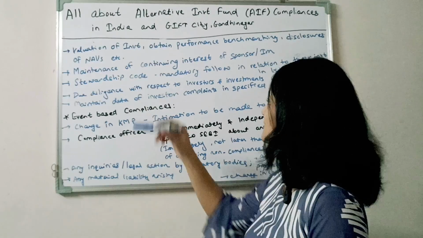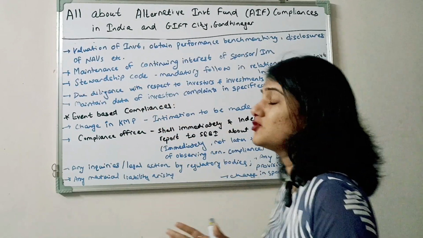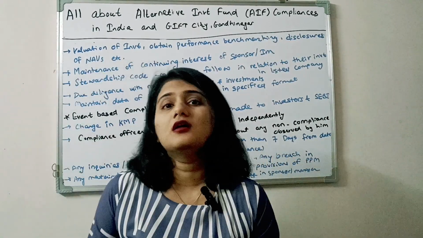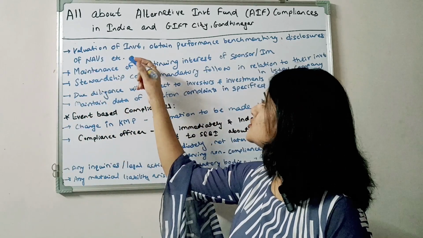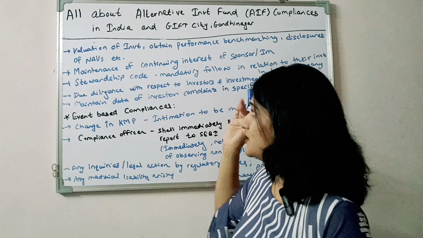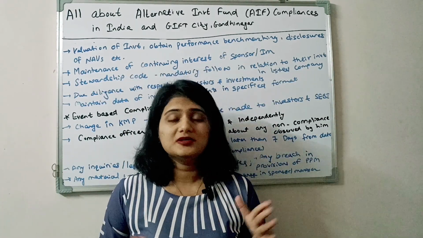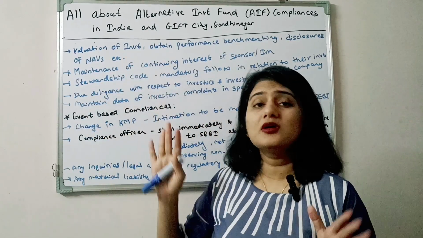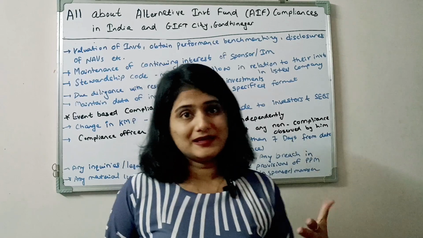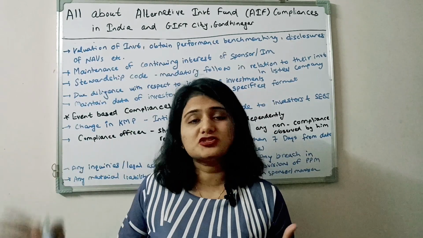Okay, and next, valuation of investment, then obtaining performance benchmarking, then disclosure of NAV to investors. So there are a few other compliances which you have to do. For example, valuation of investment has to be done half yearly, performance benchmarking half yearly. So there are so many other compliances. This is not a direct responsibility of the compliance officer. However, the compliance officer should be aware of the compliances to be done by the AIF, whether performed by himself, or say by the manager, or say the sponsor.